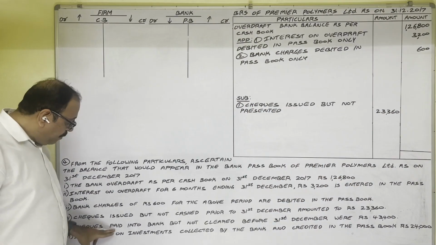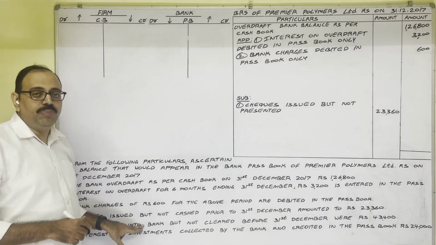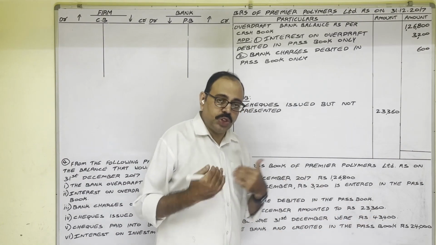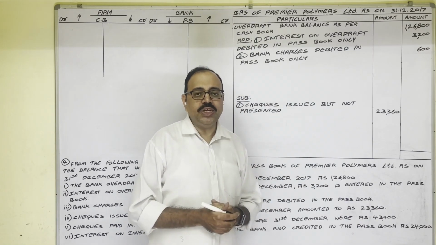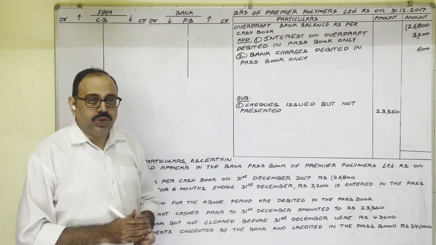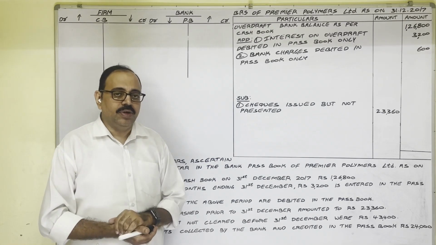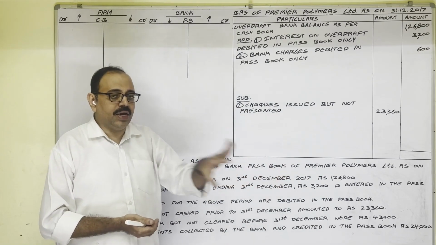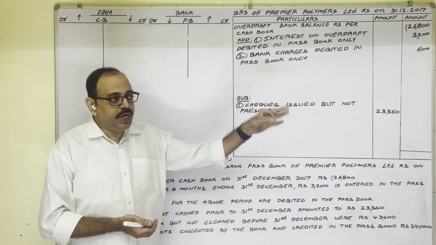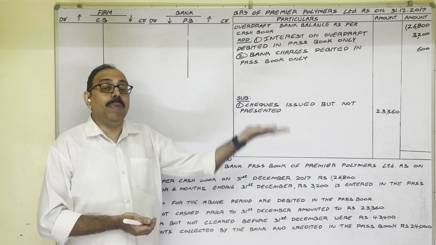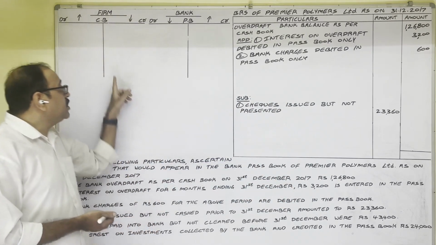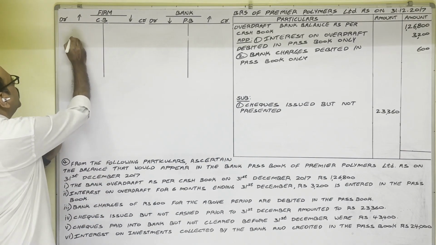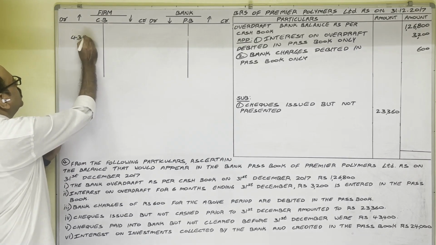Next point, checks paid into bank but not cleared before 31st December were 43,400 rupees. Checks paid into bank means checks deposited into bank. Customer has to pay 43,400 rupees to us. Instead of giving in cash, he issued a check to us. So instead of going to customer's bank, we deposited this check in our bank. We assume that our bank collects money from customer's bank, it will be deposited in our account, so our favorable bank balance increases. With us cash book is there, increase means debit side, 43,400 rupees we increased in cash book.